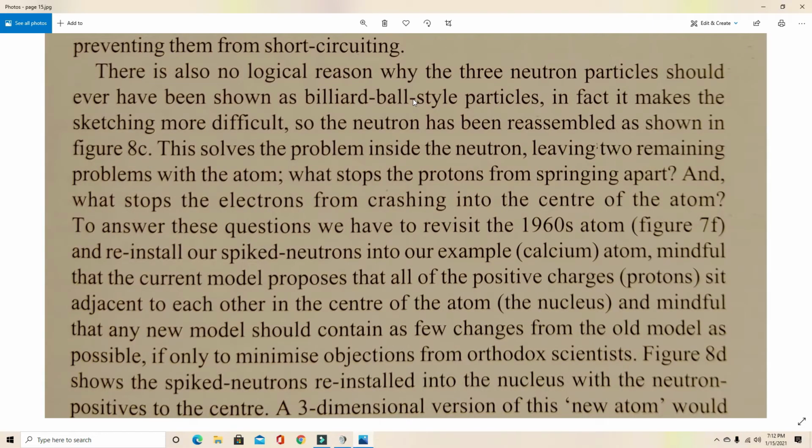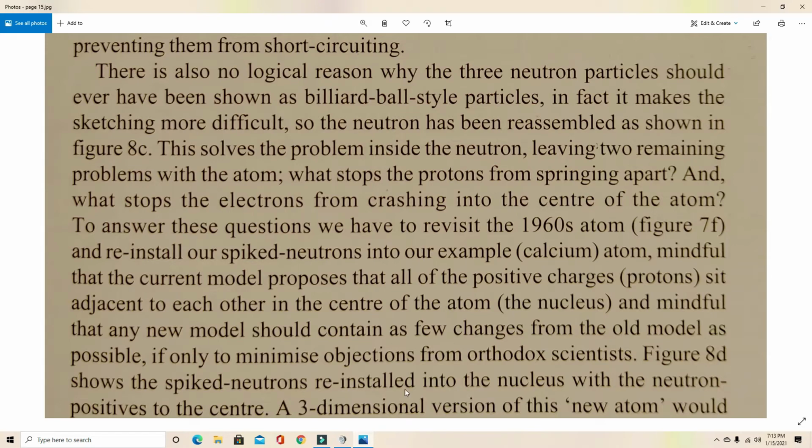There is also no logical reason why the three neutron particles should ever have been shown as billiard ball style particles. In fact, it makes the sketching more difficult. So the neutron has been reassembled as shown in figure AC. This solves the problem inside the neutron, leaving two remaining problems with the atom. What stops the protons from springing apart, and what stops the electrons from crashing into the center of the atom?